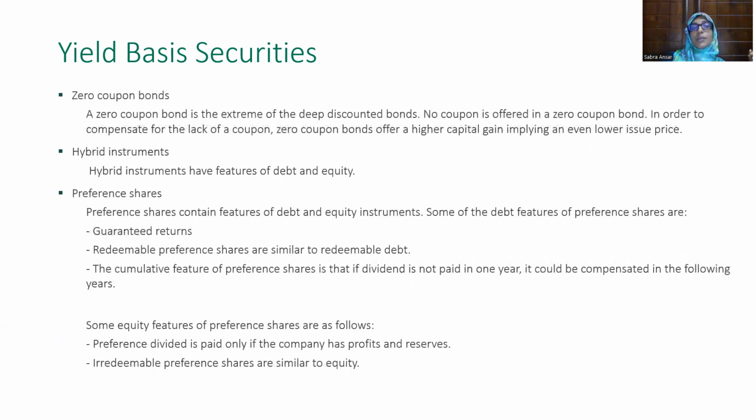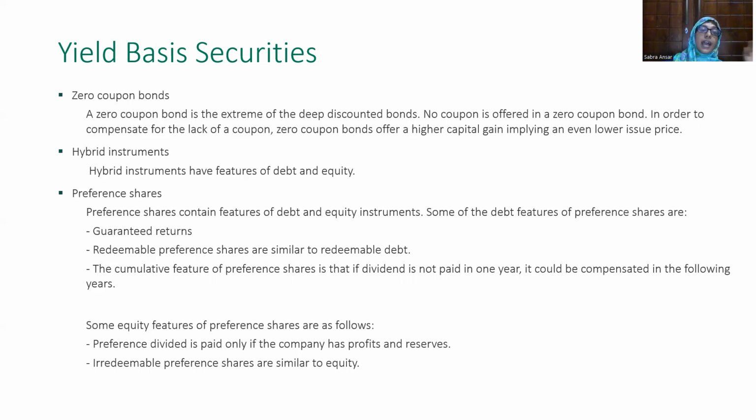So zero coupon bonds. A zero coupon bond is the extreme of a deep discount bond, where no coupon is offered. In order to compensate for the lack of the coupon, it would generally offer a higher capital gain, implying an even lower issue price. Now, what is a hybrid instrument?